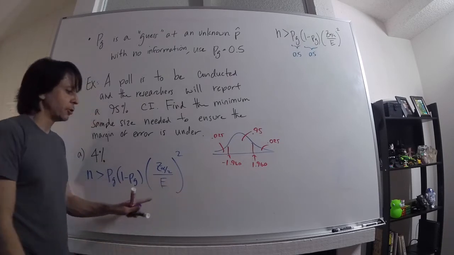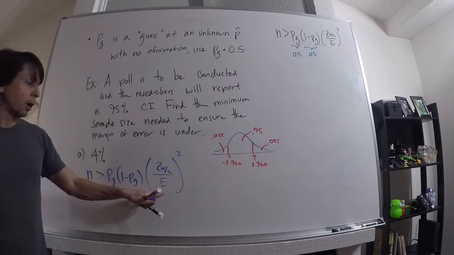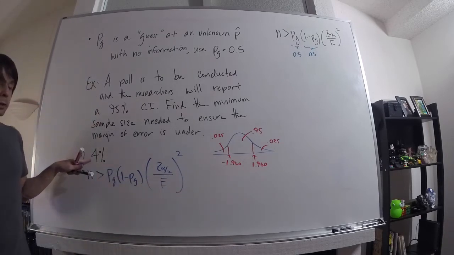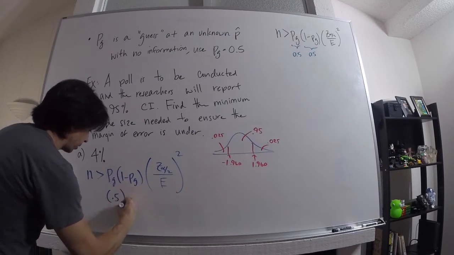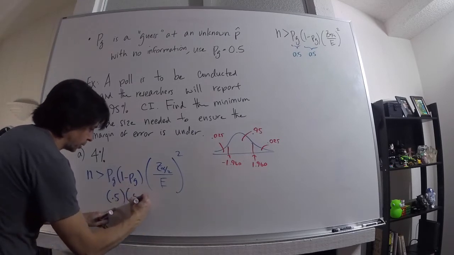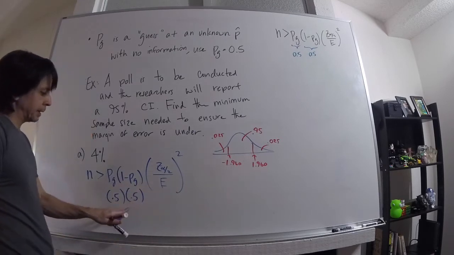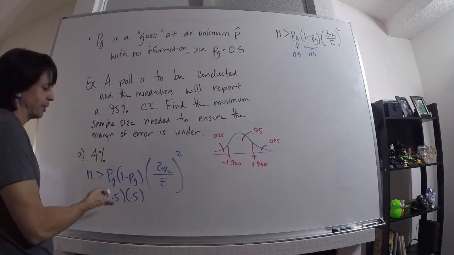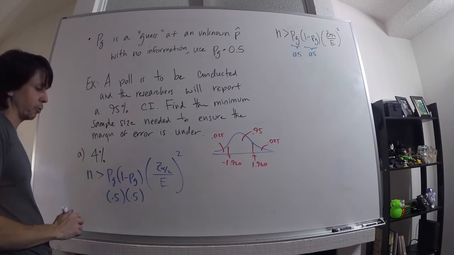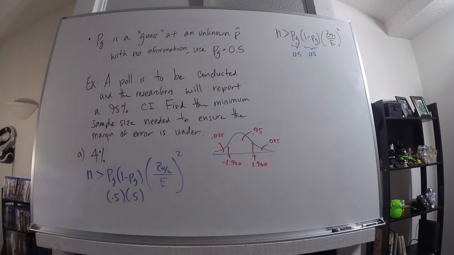Capital E on the bottom is the margin of error that they're shooting for, that you want, and they specified it right here. This 4% needs to be in decimal form, so you're going to convert that to 0.04. And we're ready to go. 0.5 for PG. 1 minus 0.5 PG. Be careful, I do have people putting 0.05 and 0.05. Here's another situation where it's 50%, 50%, not 0.05, not 0.005. So watch your decimal placement there.